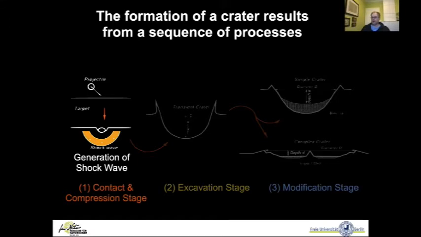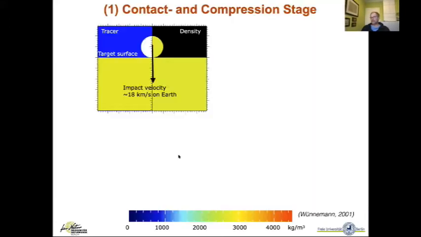Okay, I will start with the contact and compression stage. This is a very old snapshot series of a simulation, but it still shows the process quite well. As I said, we look first at vertical impacts. That makes the thing somewhat simpler and the whole thing more symmetric. On the right-hand side, you see the density. On the left-hand side, I used here tracer particles showing the different materials.